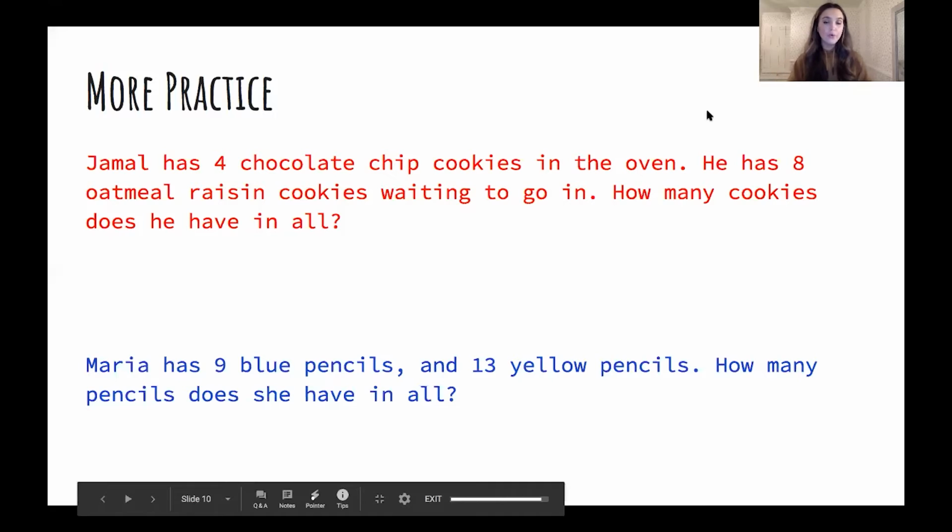This time we're going to be focusing on the question in the blue. We already did the red, so let's do the blue. If you'd like to read out with me, I would love that. So let's do it. Maria has 9 blue pencils and 13 yellow pencils. How many pencils does she have in all? All right, so when we're doing this, we are, again, starting by reading, and we did that. So now we can draw.